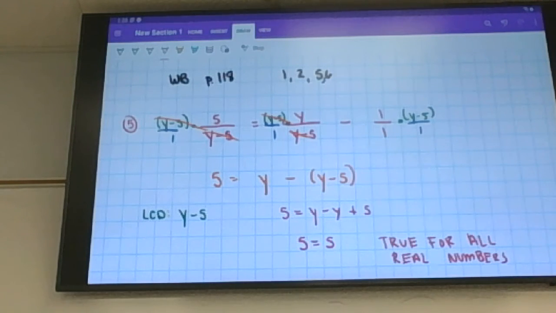Number 5 has a special solution. You should look at it and think, well, what if y was 7? Would it be true? And it would be. What if y was 10? Would it be true? And it would be. You can put anything in. It's true for all real numbers. How do we know that it's true for all real numbers? Right here, when the variables cancel out.